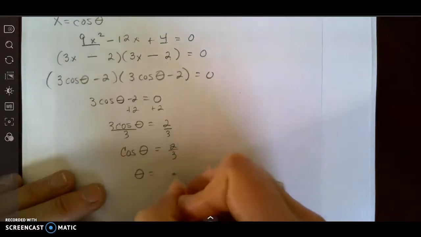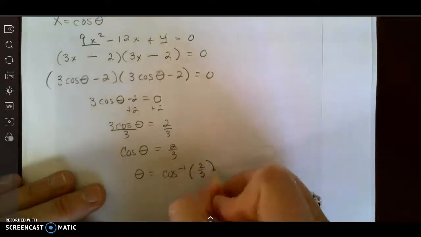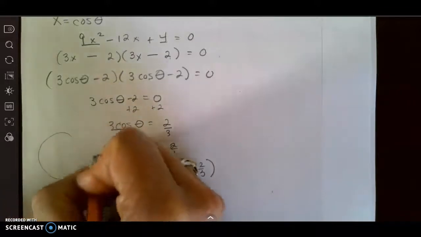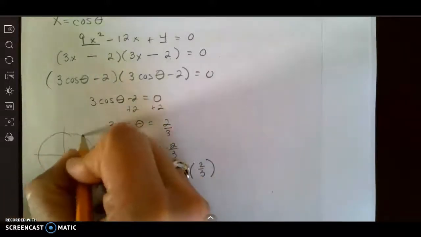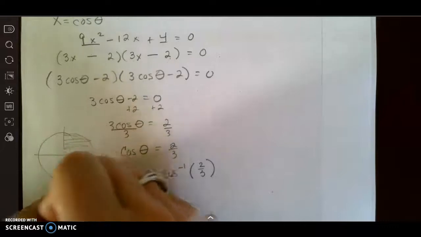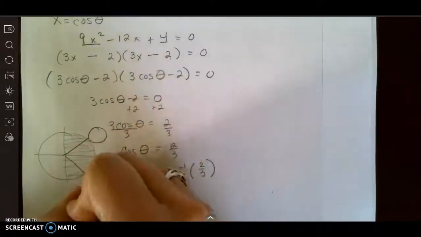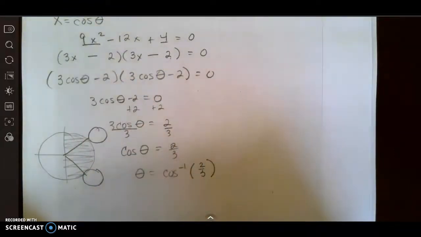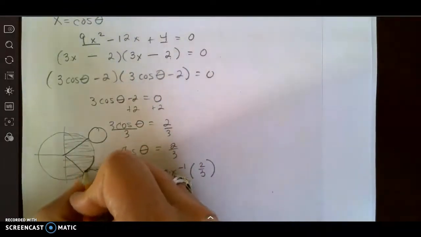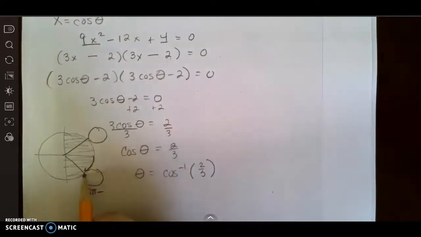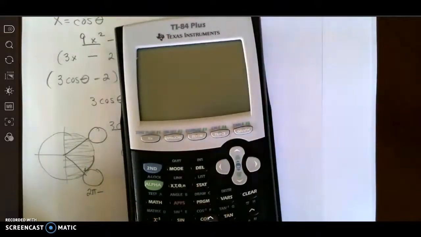I take the inverse of each side. Inverse cosine of 2/3 is what theta would be, which means cosine is positive in these two quadrants. So I'm going to have a quadrant 1 answer, and I'm going to have a quadrant 4 answer. This answer, remember, is going to be 2 pi minus whatever I get there for that angle. So let's go to the calculator.